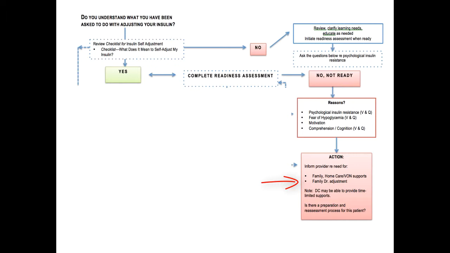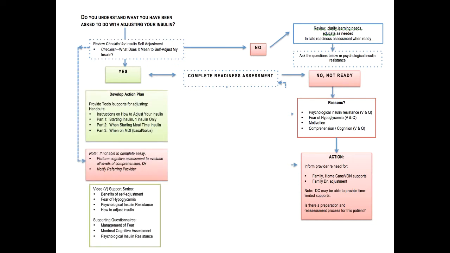Perhaps they need family home care VON support, and maybe the family doctor needs to do the insulin adjustment on their own. Some diabetes centers may be able to provide time-limited supports, but not ongoing forever. Is there a preparation and reassessment process for this patient after perhaps VON has been involved with them? Are they going to be capable of learning how to adjust their insulin on their own?